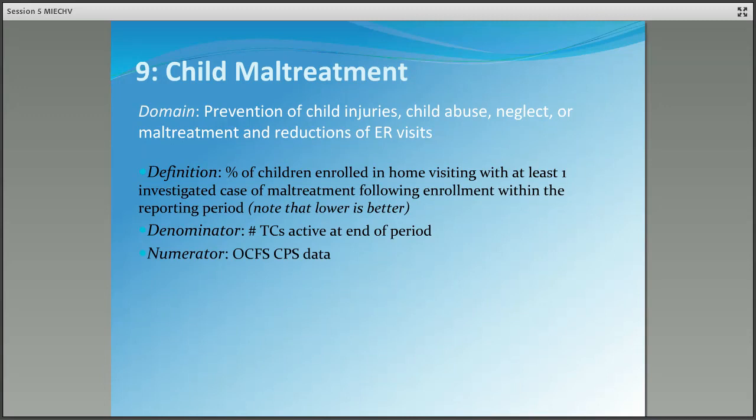And our numerator actually comes from OCFS CPS data. So this is the only item where OCFS pulls information instead of CHSR. Again, you don't have to do anything different for this item. You don't have to answer any additional questions. But the numerator for this comes from OCFS.